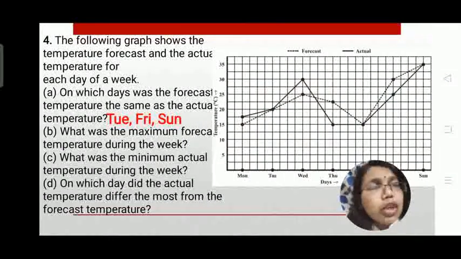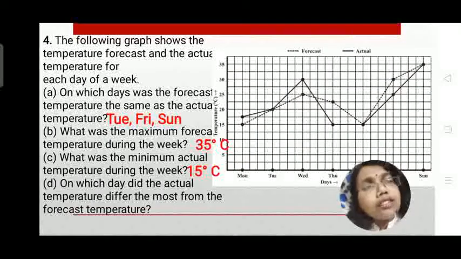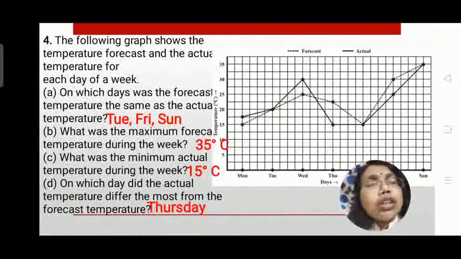What was the maximum forecast temperature during the week? The highest point for forecast is 35 degrees Celsius, which is shown on Sunday. What was the minimum actual temperature during the week? The smallest one for actual is 15 degrees Celsius. On which day did the actual temperature differ the most from the forecast temperature? Where do we see the maximum distance between the actual and the forecast temperatures? It is on Thursday, where we see the distance to be the longest one, the biggest one.